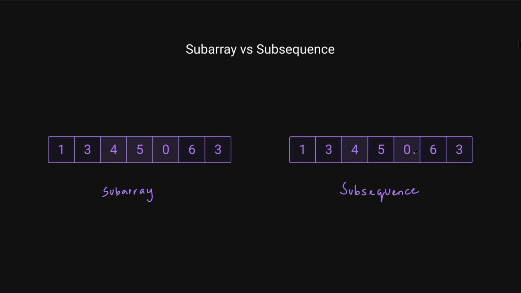Here is a rather simple problem to begin with. Given an array of size n, find the maximum subarray sum of length k. Now, just for the refresher on the difference between subarray and subsequence, a subarray has to be contiguous, while a subsequence does not have to be. Now, back to the question.